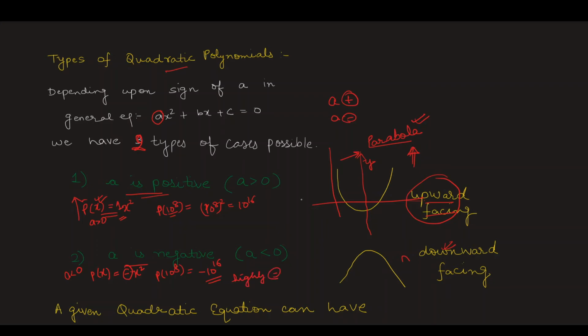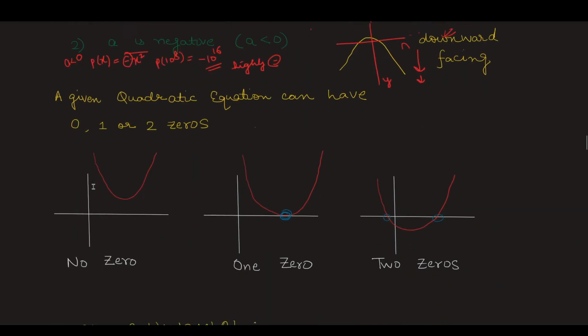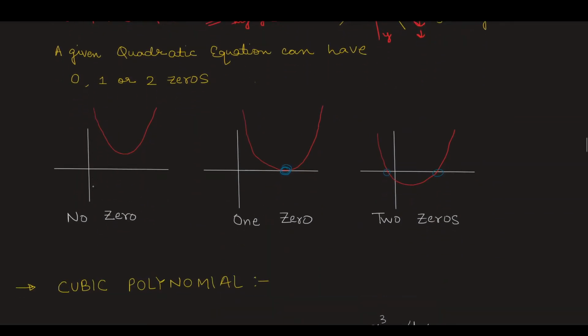Suppose this is the graph of minus x square and this is the y-axis. If we are increasing this x, we are going more down, so it's a downward facing parabola. Okay, so next we can also classify quadratic equations into 3 different types by the number of zeros it contains.